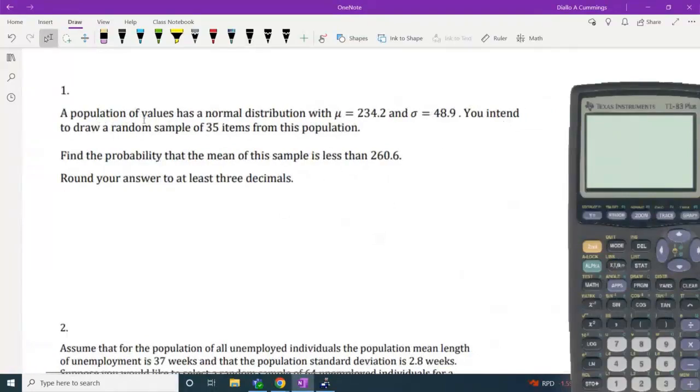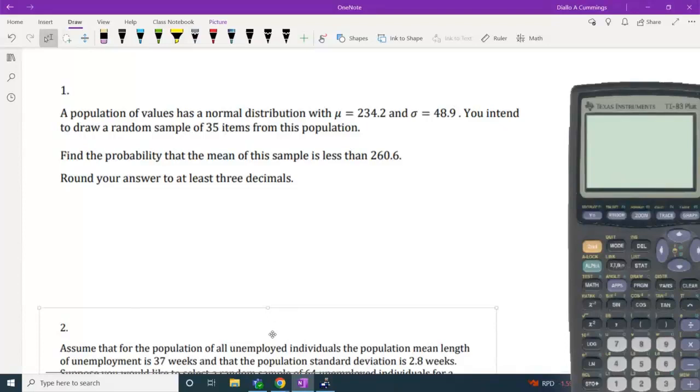Problem number 1 reads, a population of values has a normal distribution, right? So it does follow the empirical rule with a mean of 234.2 and a standard deviation of 48.9. You intend to draw a random sample of 35 items from the population. Find the probability, so remember that probability is area, that the mean of the sample is less than 260.6, and we want to round our answer to the nearest 3 decimals.